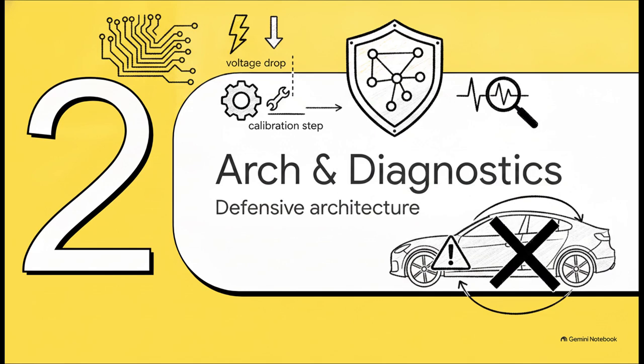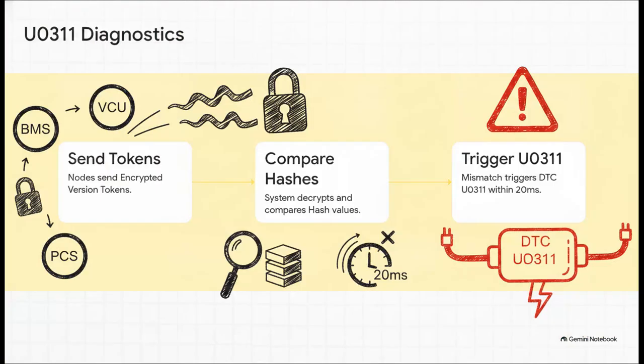Section 2. Architecture and co-diagnostics. Knowing how easily a voltage drop or a skipped calibration can corrupt this code, how on earth do we build a system to catch these threats before the high-voltage contactor even closes? Well, a rapid dynamic handshake takes place. The battery management system, the vehicle control unit, and the power control system all rapidly fire off encrypted version tokens to one another. The system instantly decrypts and compares the hash values.